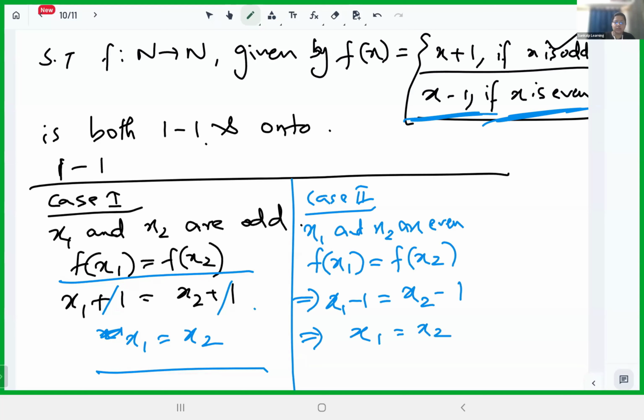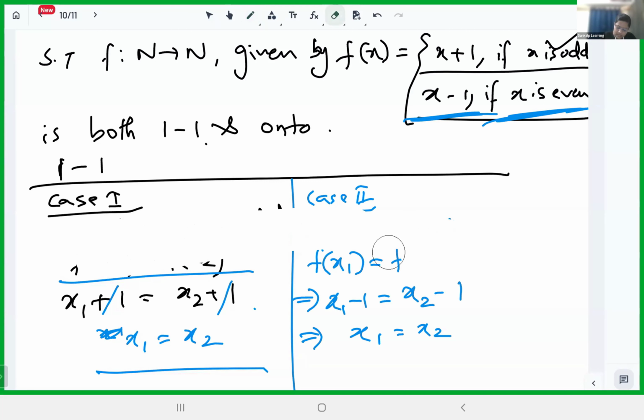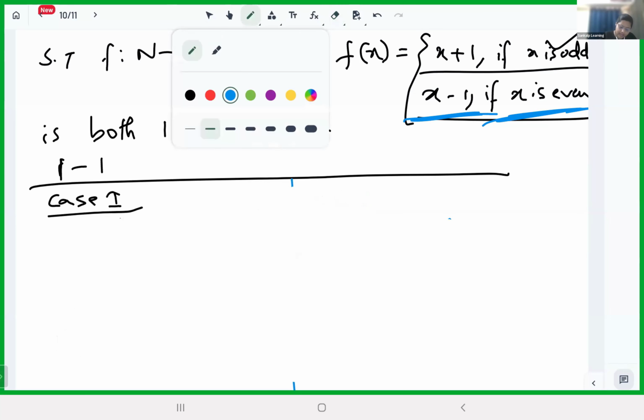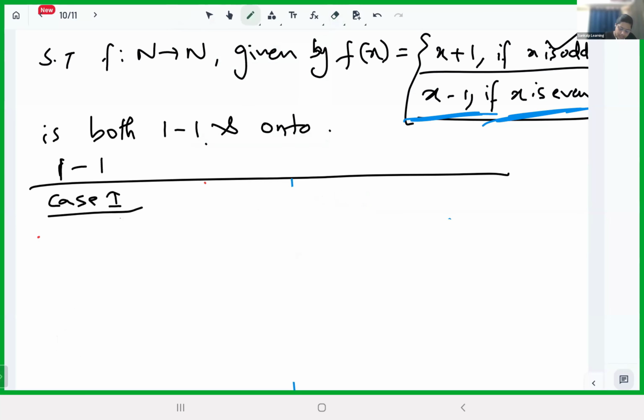So in that case also, the condition of a 1-1 function is satisfied. Now I'm going to consider a third case. The third case is that one can be an odd number and the other can be an even number. Let x1 be odd and x2 be even.